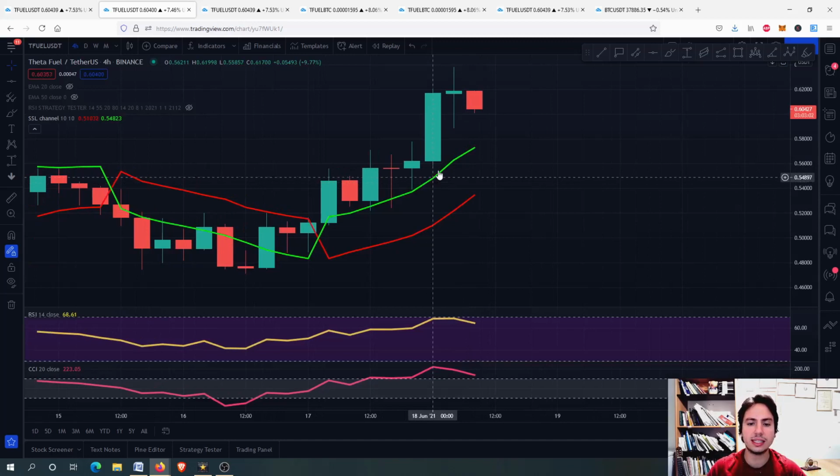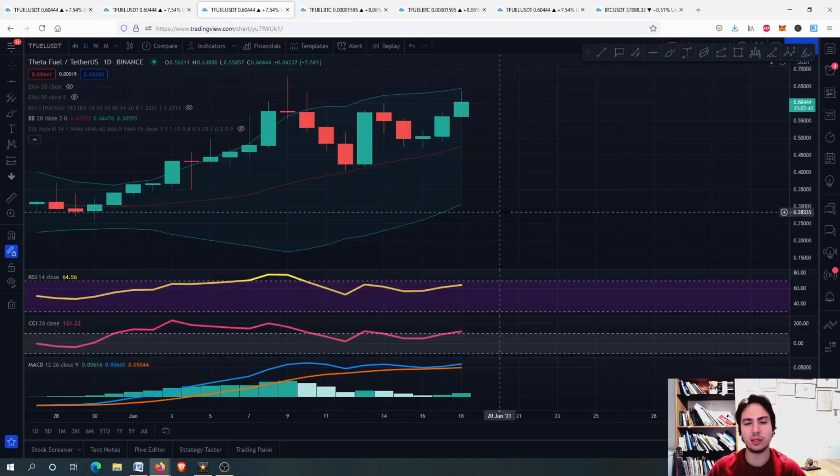So according to the SSL channel, the indicator, guys, that we have the green line and the red line. When the green line is above the red line, we are having a buying opportunity. However, this indicator is most of the times, guys, wrong on the 4-hour frame. On the daily frame, it is better. Let's go now to the daily frame that we talked about.